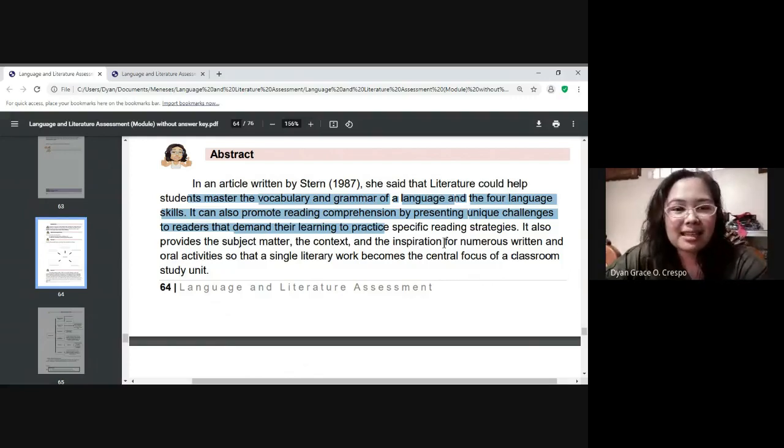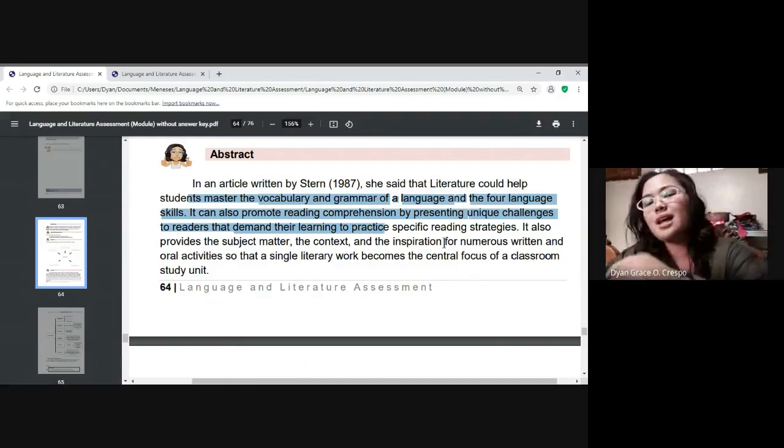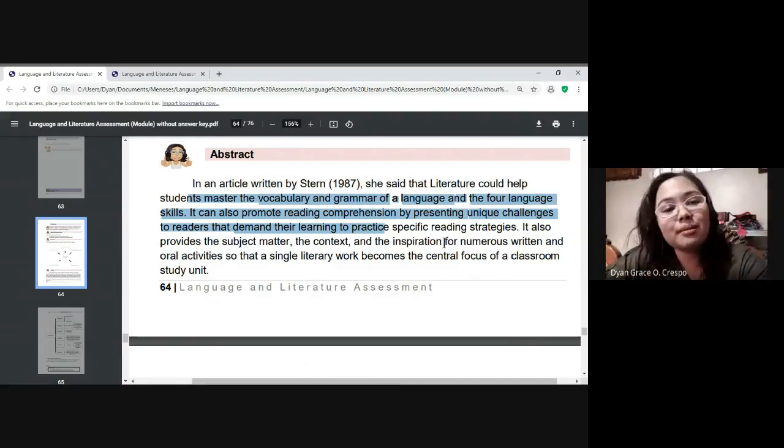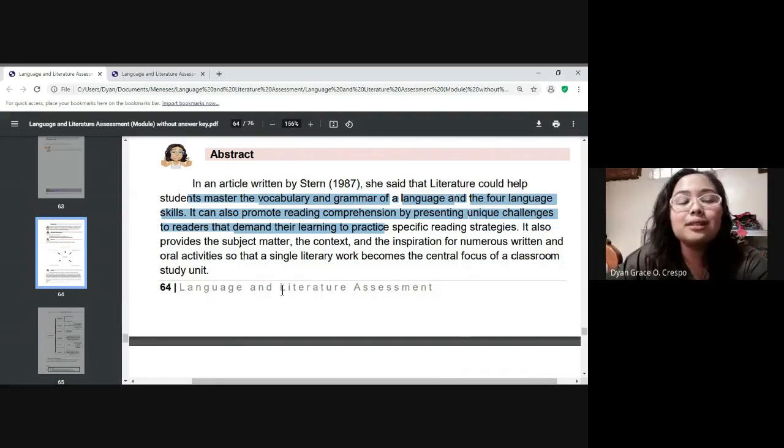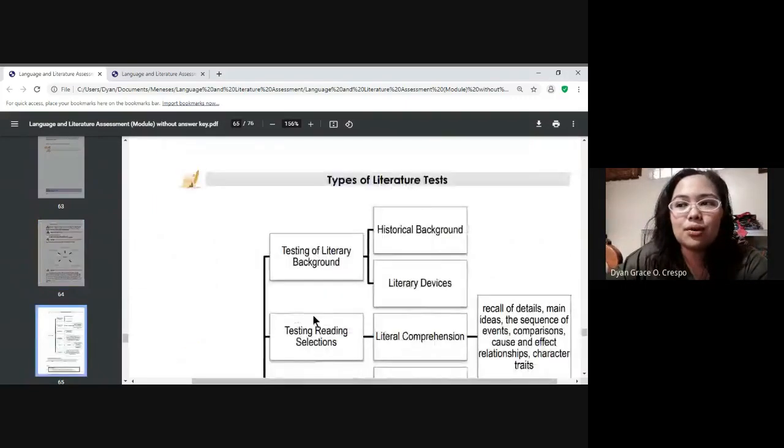And aside from that, it will really help the students yung naintindihan nila dun. Tapos yun yung gagamitin mo para dun sa next learning. It will be easier for them. Kasi they already have the background. And they could understand the story, the context, because of the story. There are different types of literature tests.